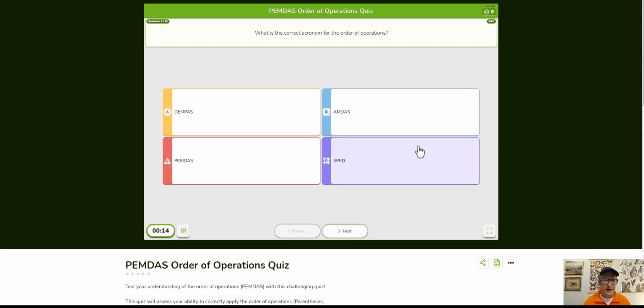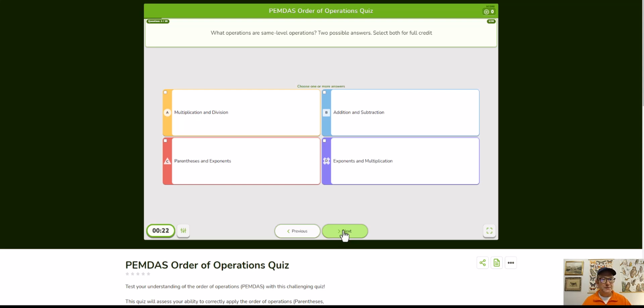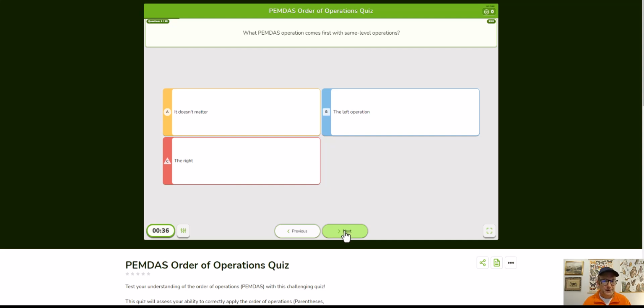So what's the correct acronym for the order of operations? Well, it's PEMDAS. It's in the title of the lesson. In the lesson, we talk about same level operations. There's two sets of operations that are the same level. According to our lesson, it was addition and subtraction, multiplication and division. Next, what PEMDAS operations come first with the same level of operations? In the video, we said that you do same level operations in the same direction you read, which is from left to right. So left to right, or the left operation.